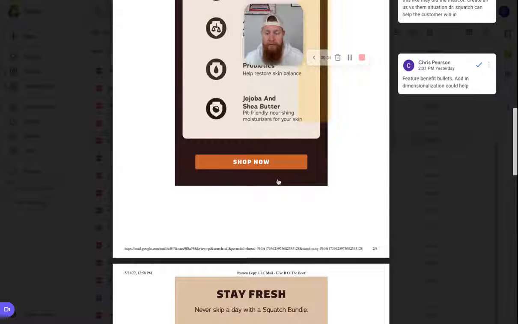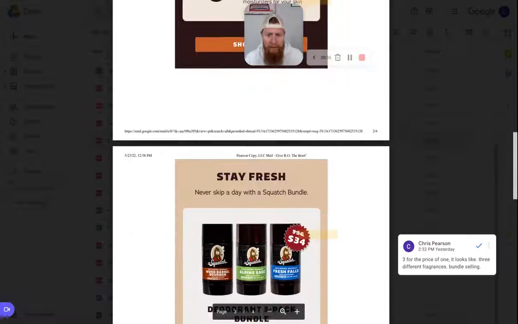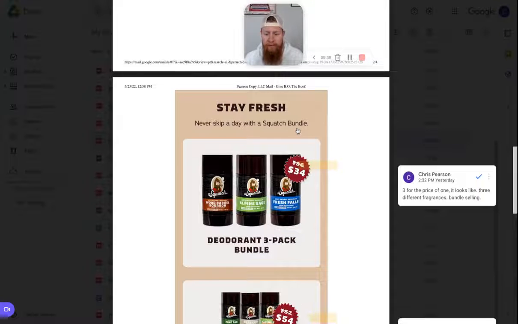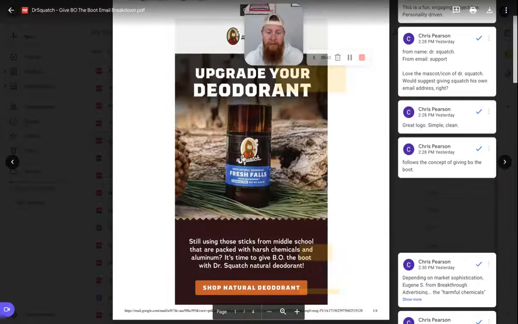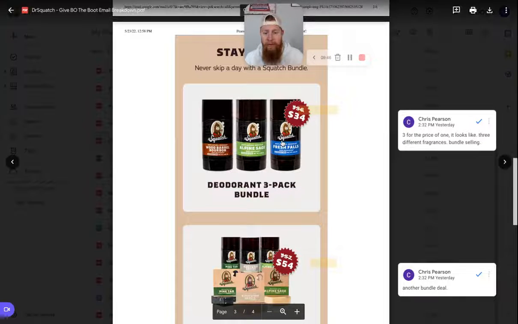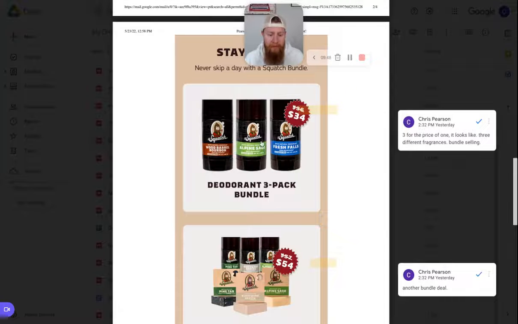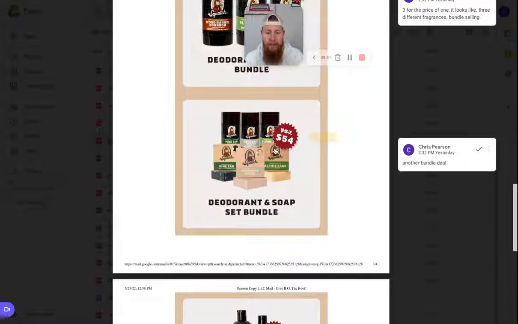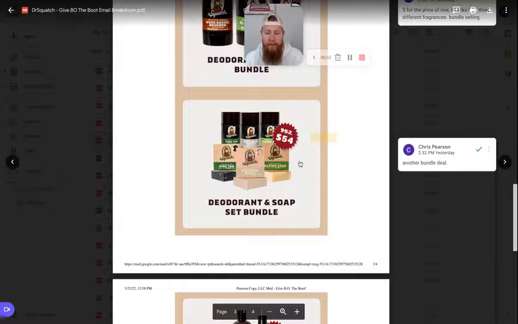So yeah, there's that. Then the typical shop now button. Let's keep on moving. And then here, I believe they have a stack of 3 of just different bundles you can buy. So you can buy one, the individual, and then go into the bundle system where it's like, hey, if you want to buy a bundle of 3 different fragrances or smells or various like that, bundle of 3, the 3-pack. You've got the deodorant and soap set bundle. So 3-pack of deodorant and 3-pack of soaps.